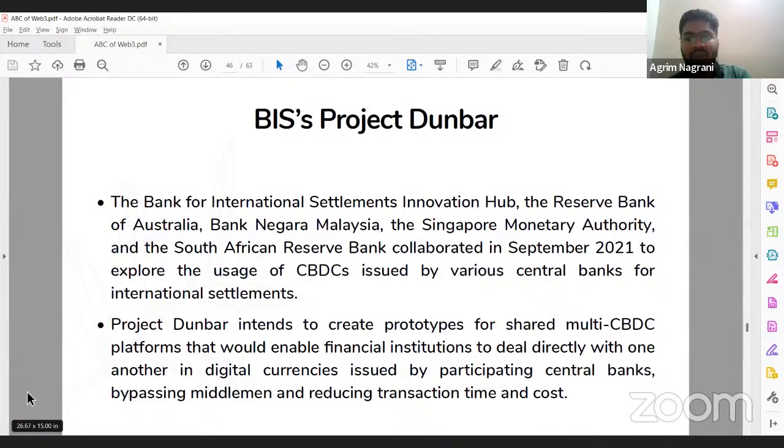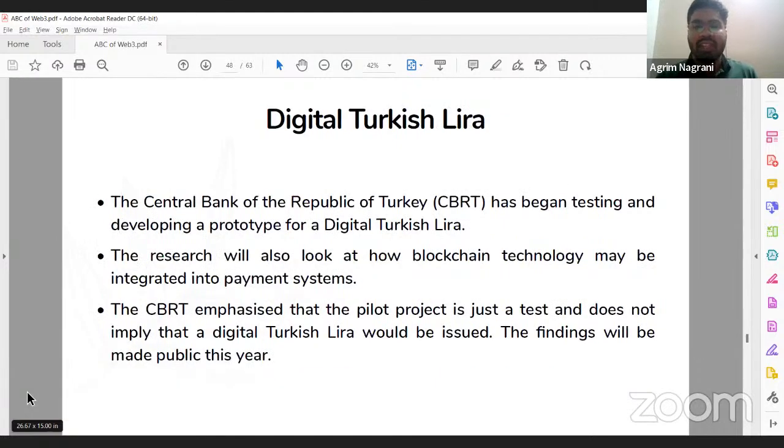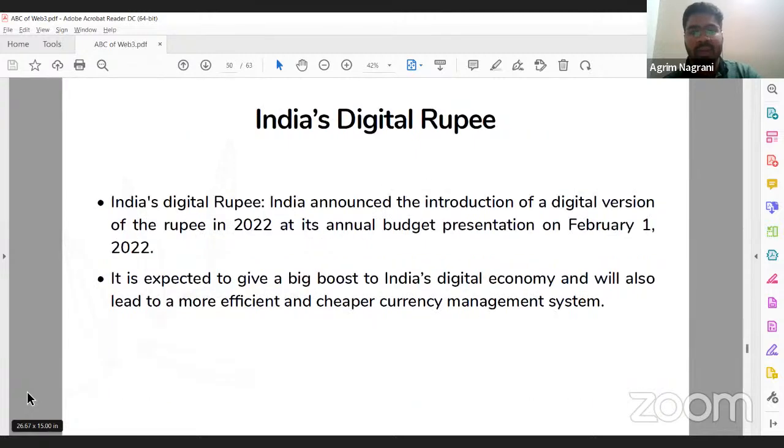Then various other projects are also involved in this. The BIS project Dunbar is there, China's digital yuan is also being introduced, and the Turkish lira is there. You can have a look at these CBDCs; the case studies are available on the internet for research purposes. Again, now coming to the Indian digital rupee. India has also announced the introduction of the digital version of their rupee in the initial budget, which was launched on 1st February 2022.